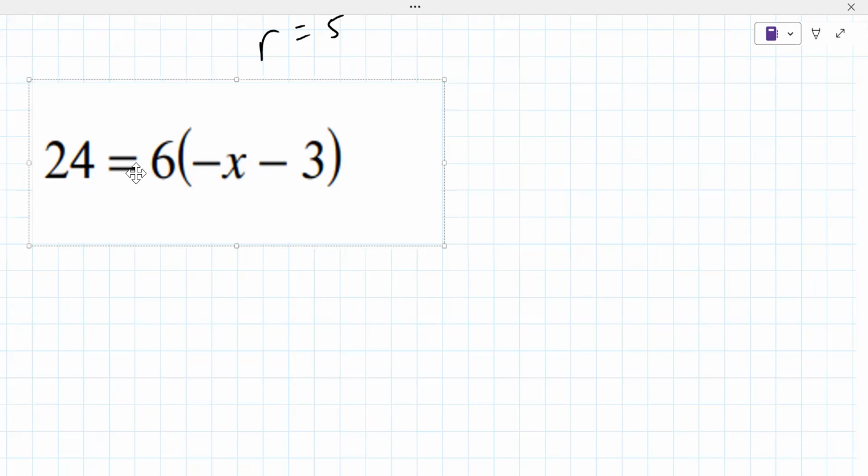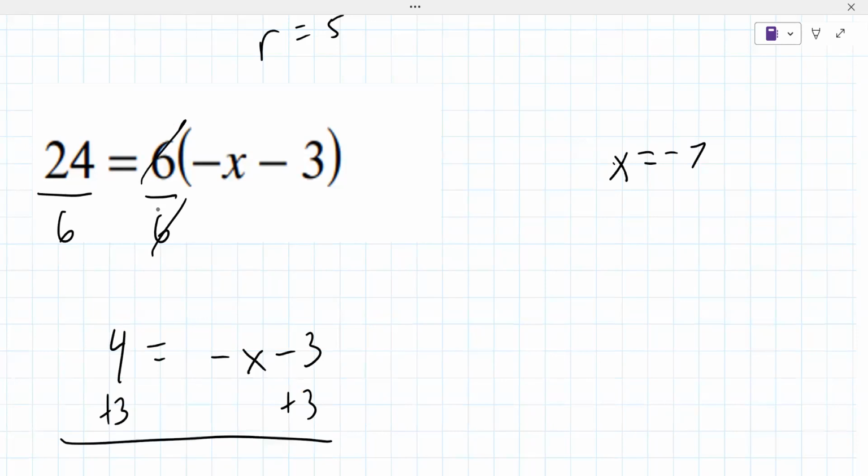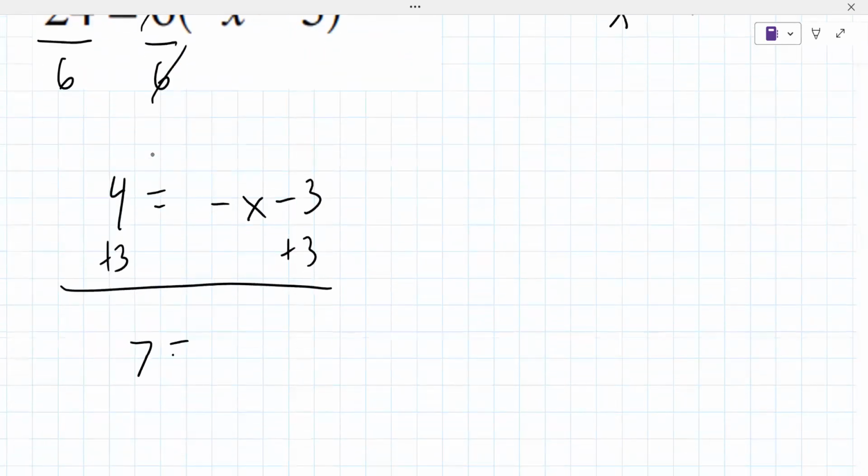x equals -7. Okay, that does sound pretty good. Now, here's another approach that I want to show you to this problem, and it works because 24 is divisible by 6. You can actually divide first, which I know you didn't, you probably distributed in, but you have 4 equals -x minus 3. Add 3 to both sides. 7 equals -x, divide by -1. x equals -7, like that.